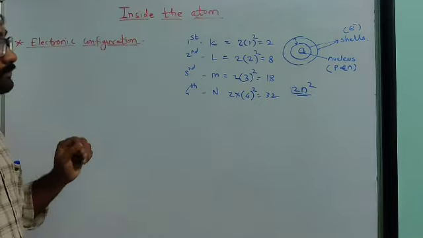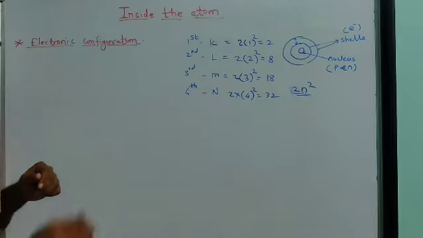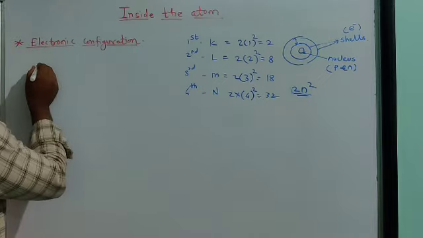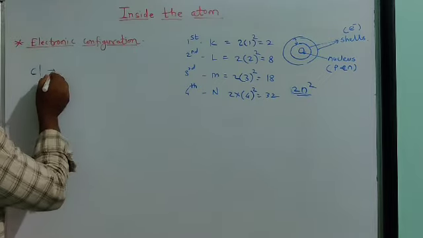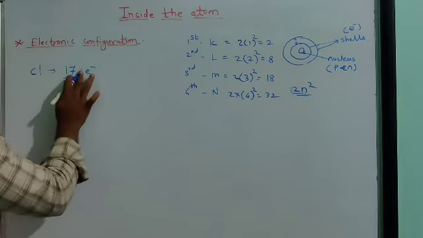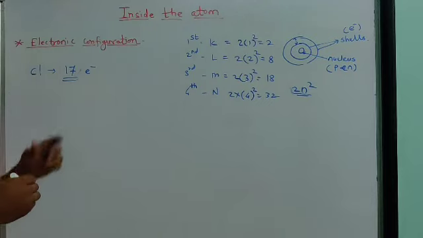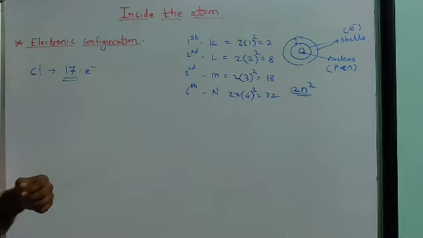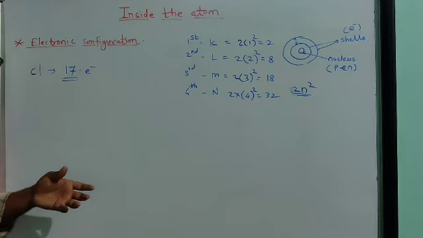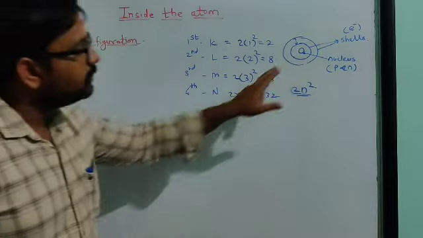Now we have also studied electronic configuration. Suppose we take the example of chlorine. Chlorine has 17 electrons in its atom. Now how those electrons are arranged shell-wise, that we have to see. This is the nucleus.